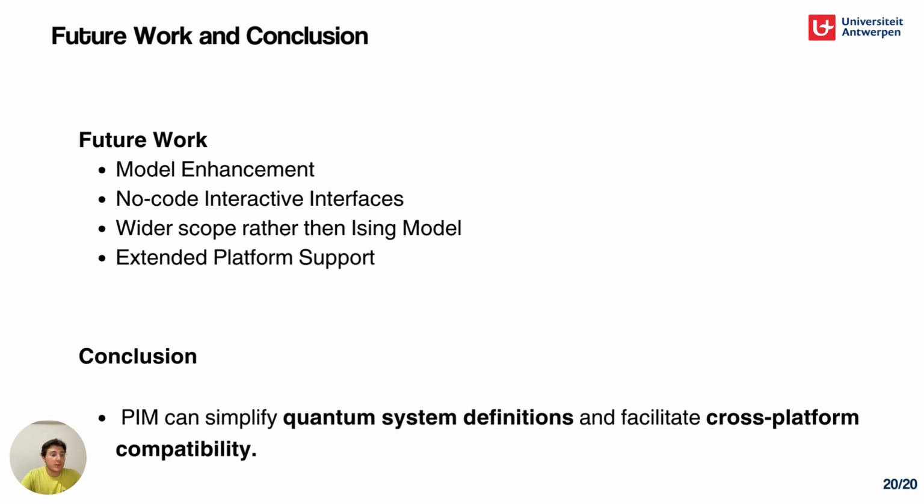What do we need to improve in our models, or what is our future work? We plan to enhance our models to improve their accuracy and efficiency, of course. And we aim to develop a no-code interactive interface to make the process even more user friendly. Our goal is to extend the scope of these applications beyond the Ising model, or even beyond the ground state calculations. And we will also work on extending the platform support, including more quantum computing platforms.